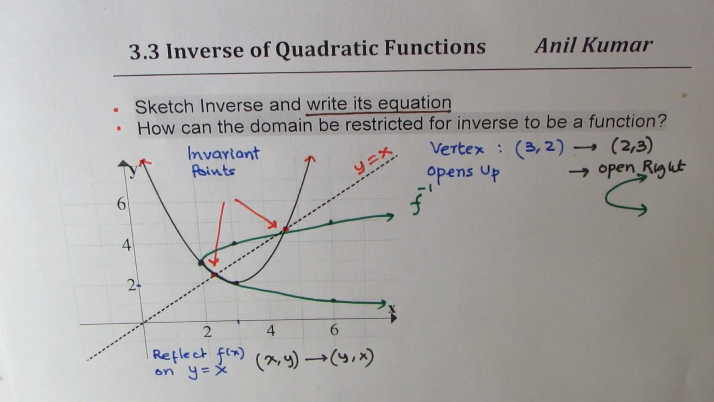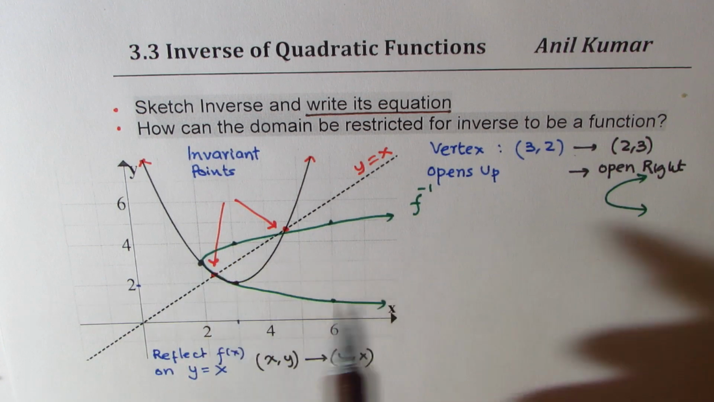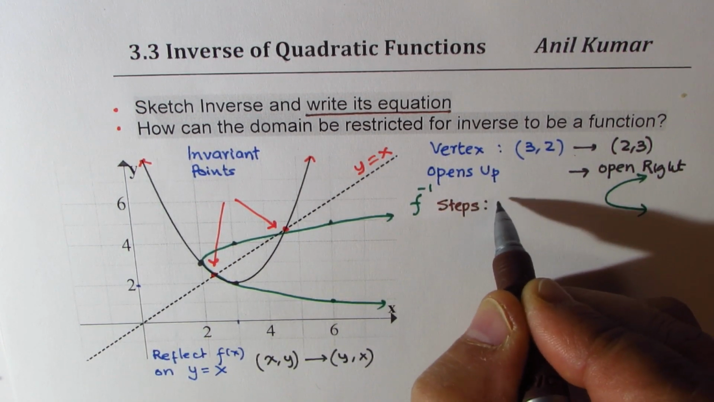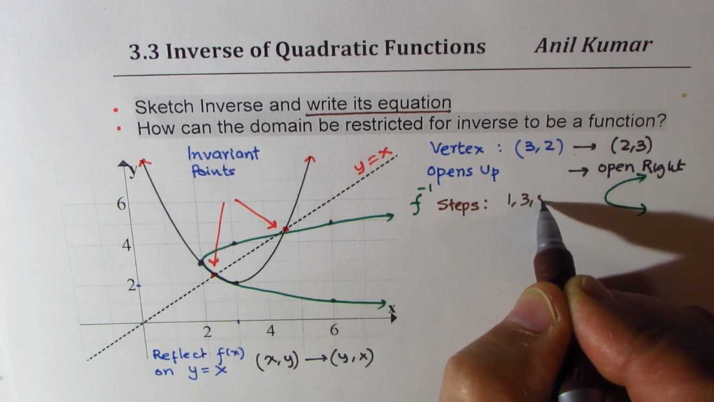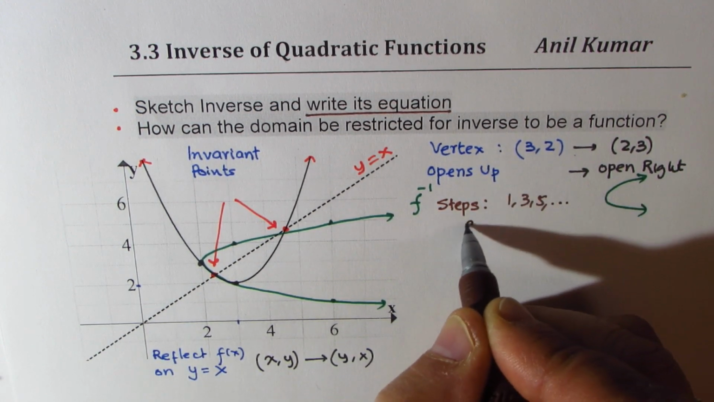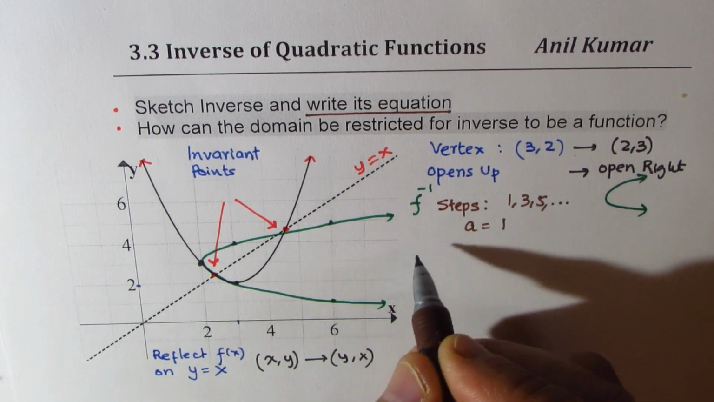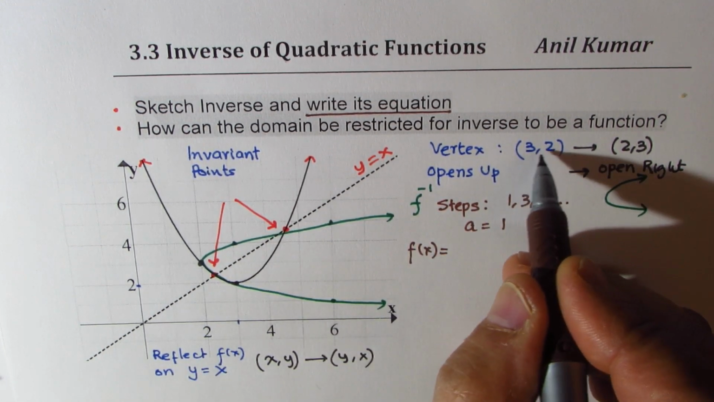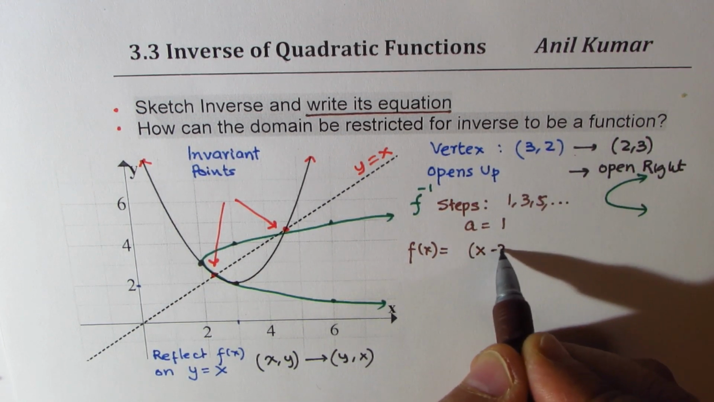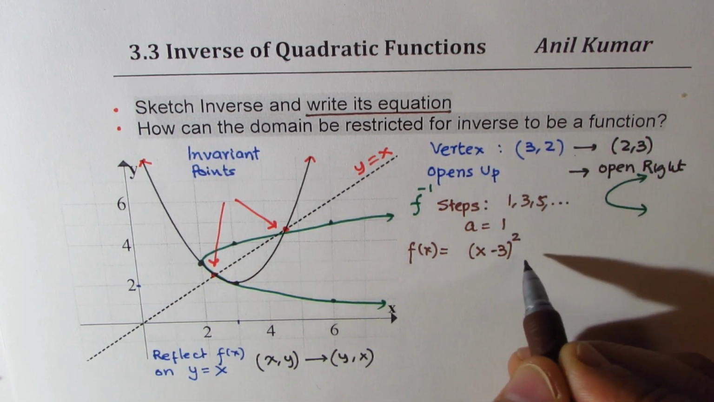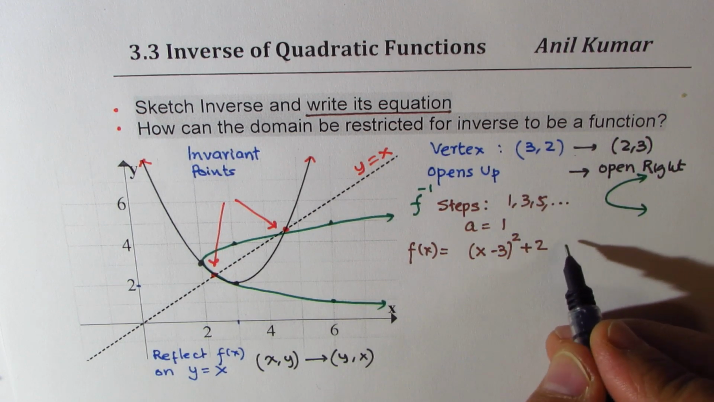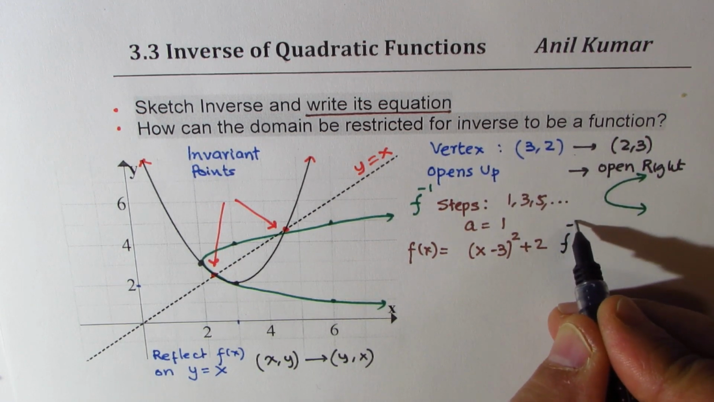Now let's look into the equation part. Since the steps, we'll go with the steps. Steps are 1, 3, 5, 7. We know the value of a is 1, and therefore the function f of x could now be written as, with the vertex as (3, 2), f(x) = (x - 3)² + 2. It opens upwards.